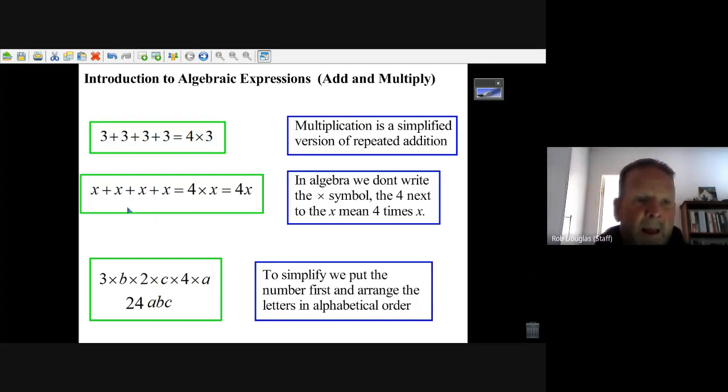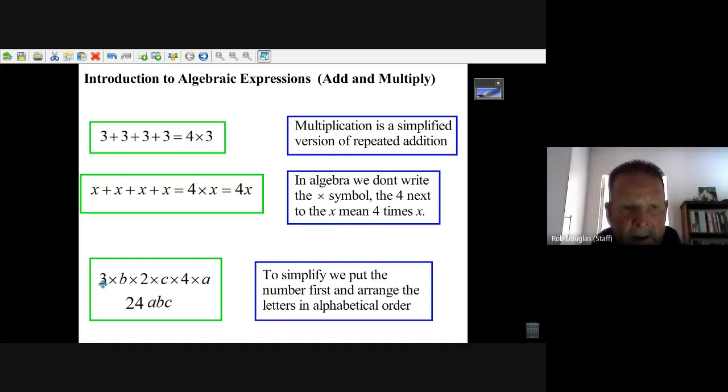Well, in algebra, instead of numbers, we've got these letters here. They're called variables. Now, if you had x plus x plus x plus x, you just do exactly the same thing. Instead, it's actually 4 times x. But in algebra, we show multiplication by putting the number next to the letter, and it actually means 4 times x. So in algebra, we don't write the times symbol. We just write the 4 next to it, and it means 4 multiplied by x. So 4 x's all added together is the same as 4x.